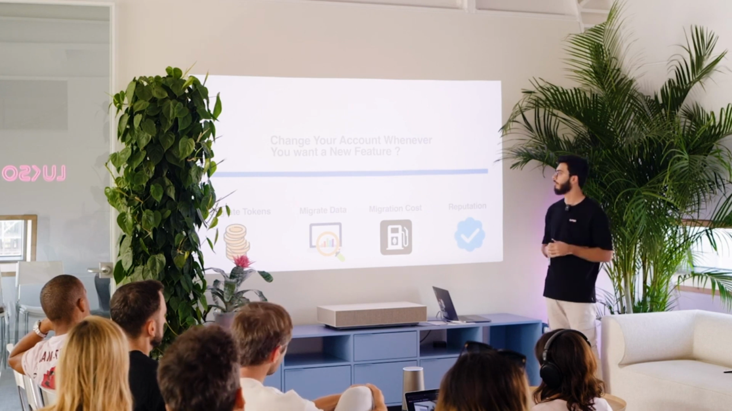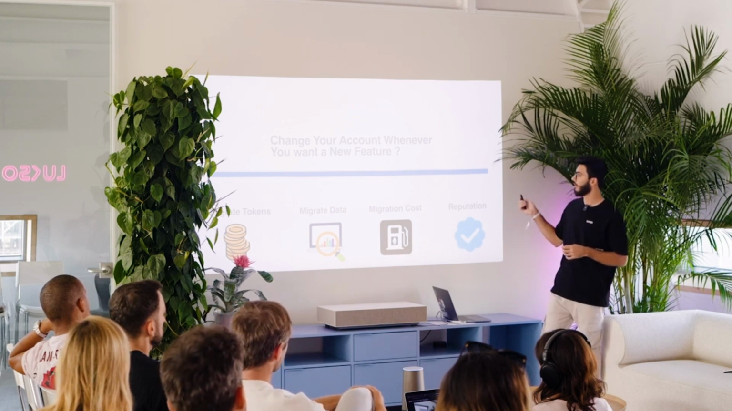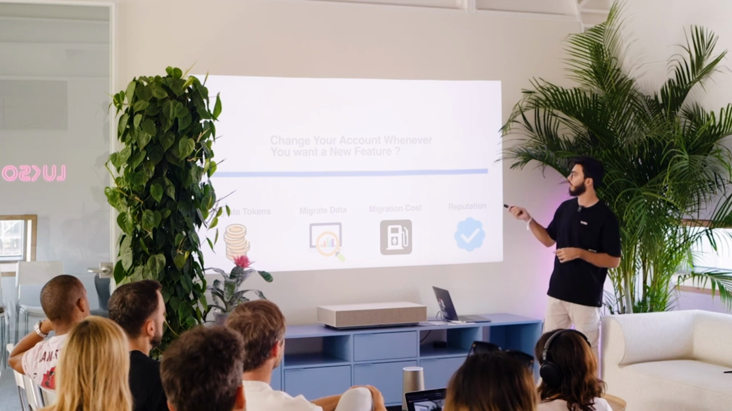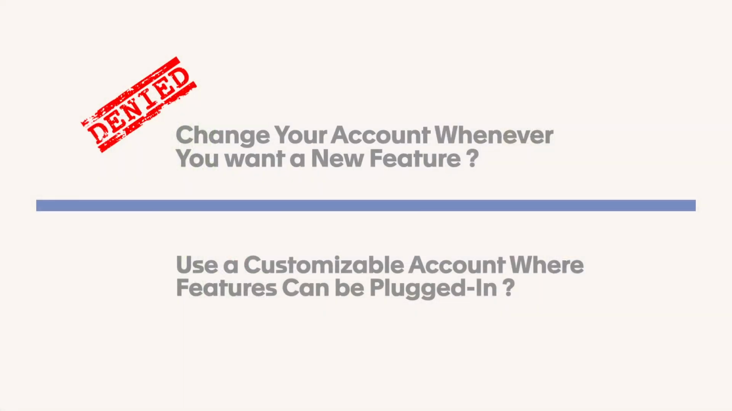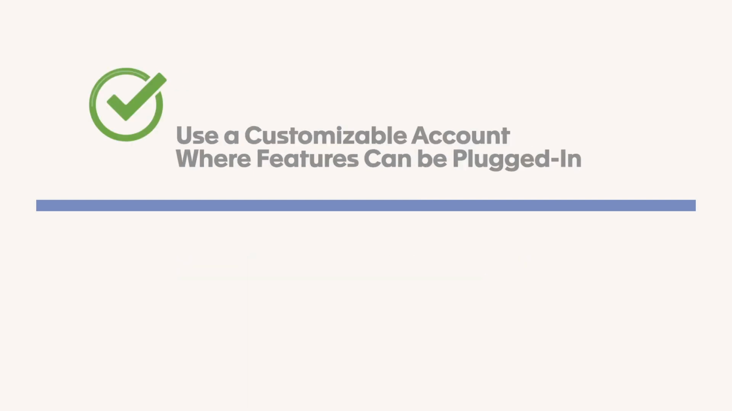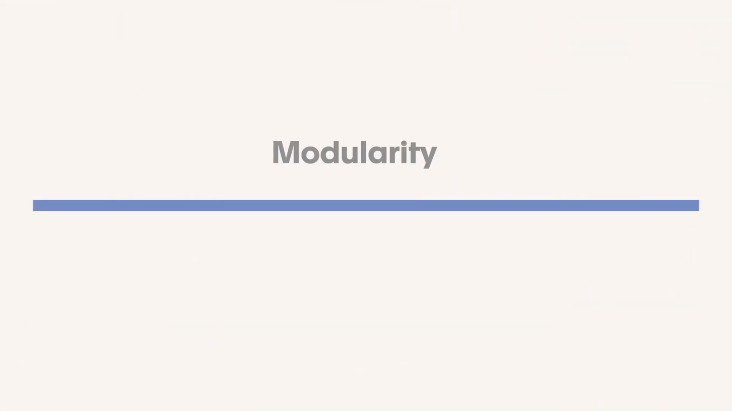So if you do a bunch of stuff on the first account, it's relative to the first account, and you lose your reputation. So that's why the first option is denied, and we should go with the second option. The second option is modularity.